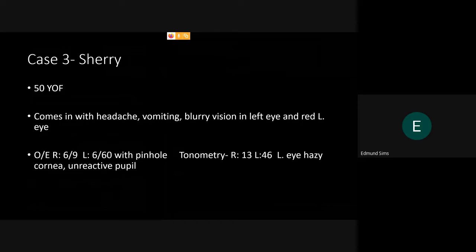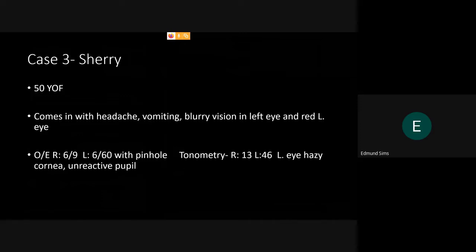Okay, case number 3, Sherry, 50-year-old female. She comes in with a headache, vomiting, blurry vision in left eye, and red left eye as well. So on examination, 6/9, so that's just a way of representing visual acuities. I think we did a lab in year 2 that covered it, but if you can't remember what that means, it's worth reading up. And then on the left, it's 6/60 with pinhole, so the pinhole's there to correct for refractive error, and 6/60 is pretty naff.